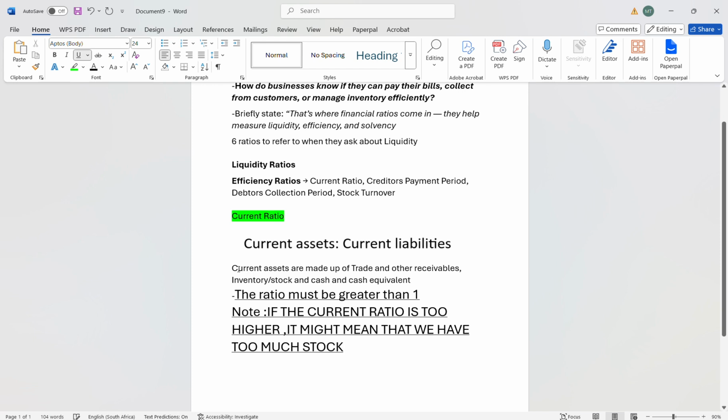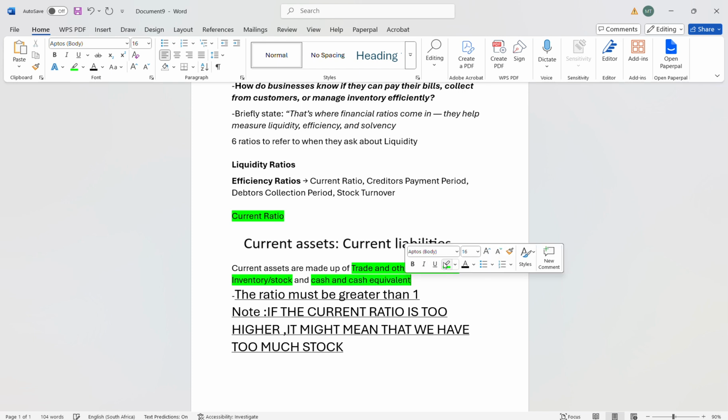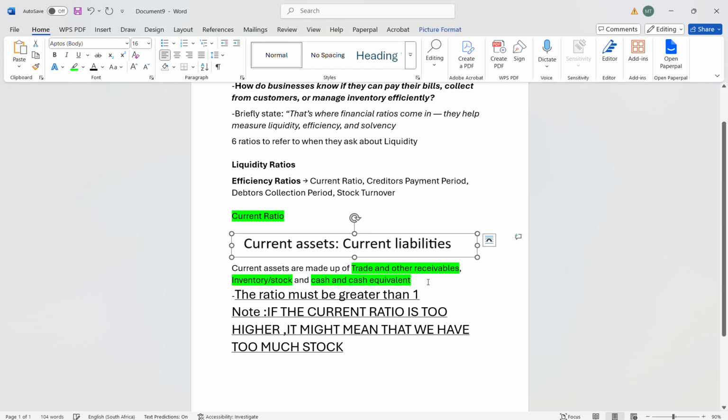Sometimes you will not be given the total current assets. You'll have to calculate your current assets. So just know that current assets are made up of trade and other receivables, our inventory or stock, and our cash and cash equivalents. Those are the building blocks for current assets. If you are not given the total current assets, you just have to add these three things.